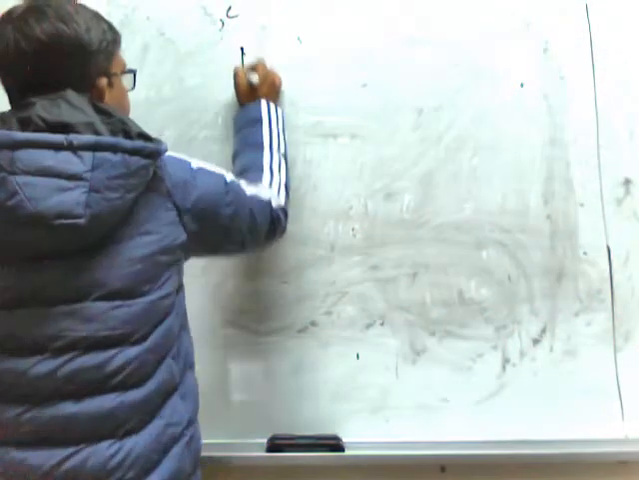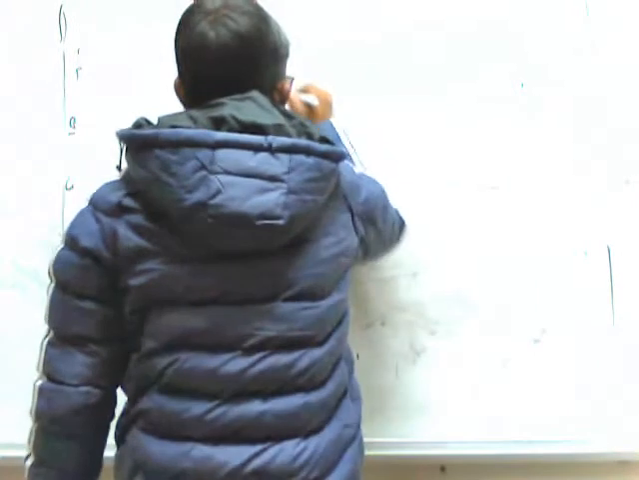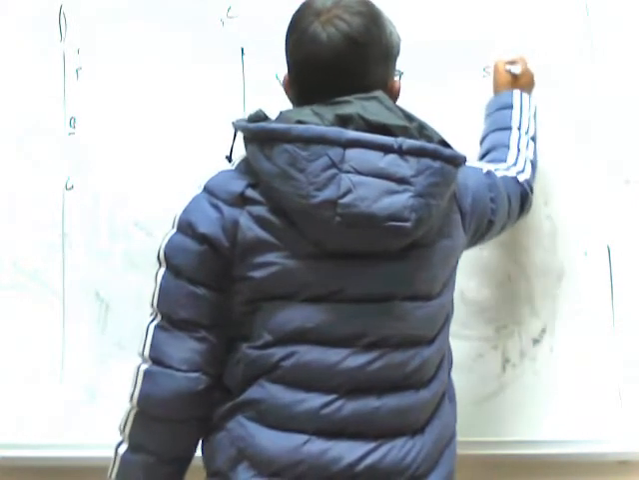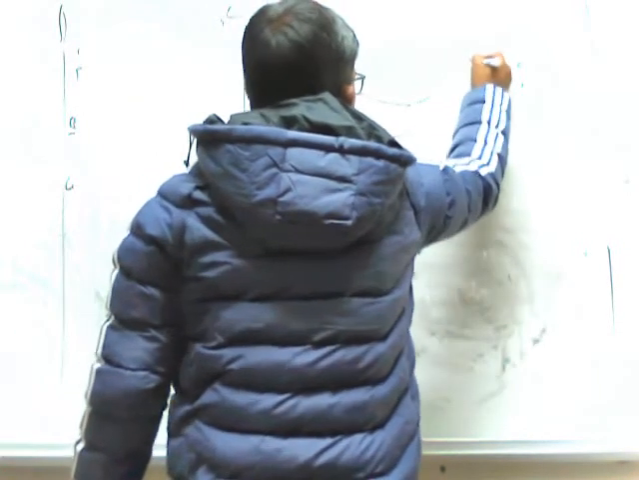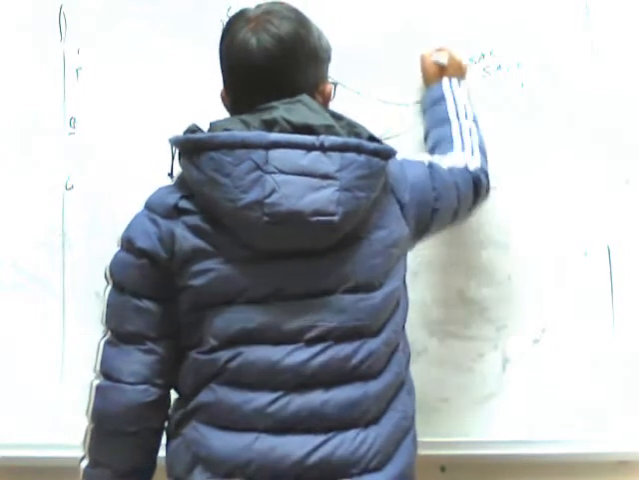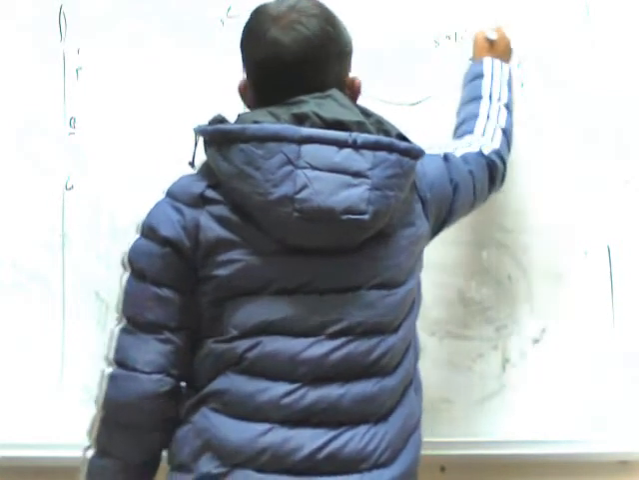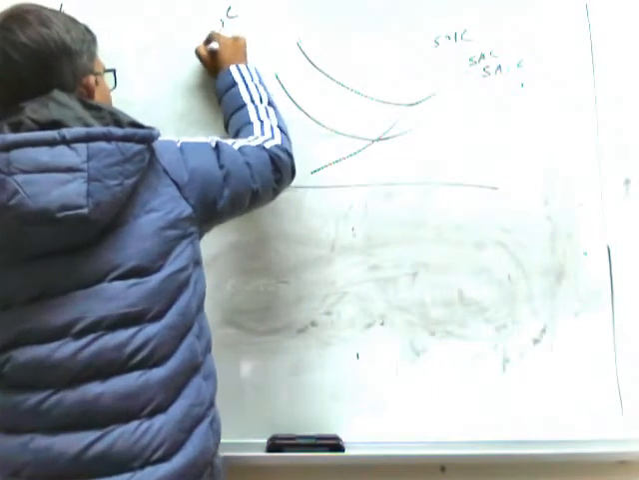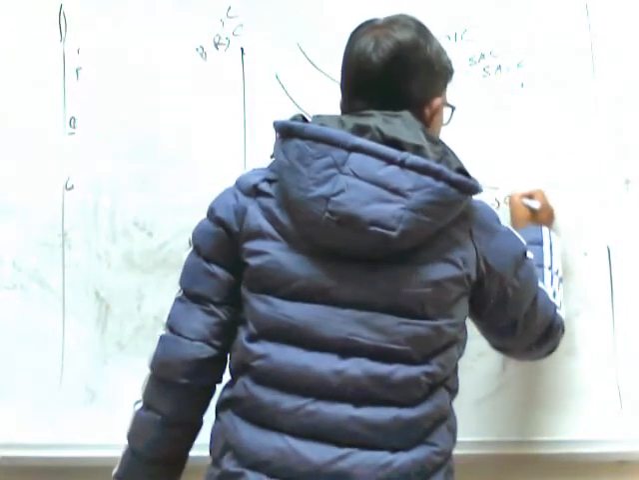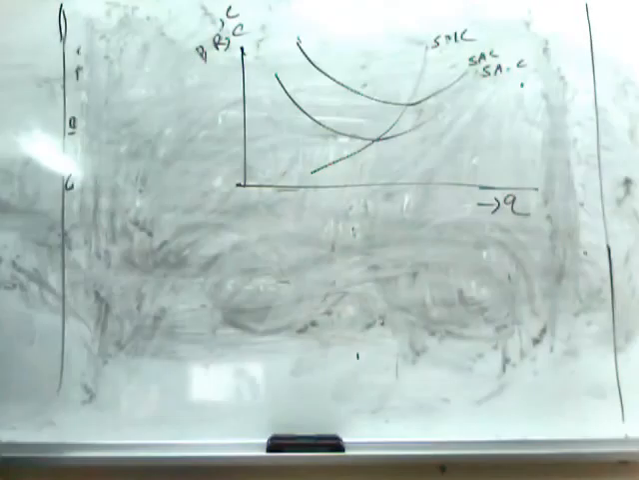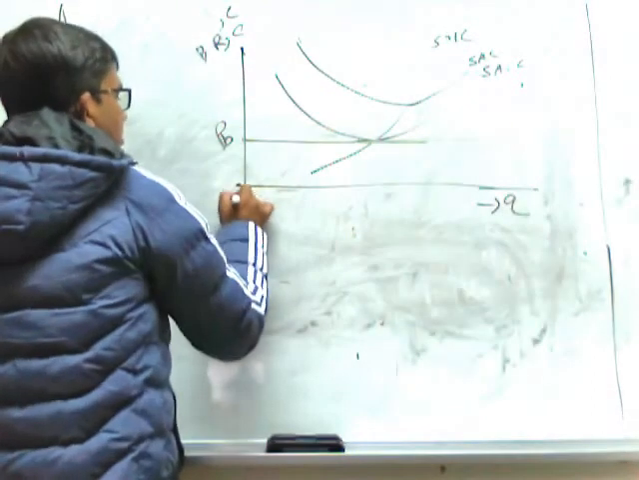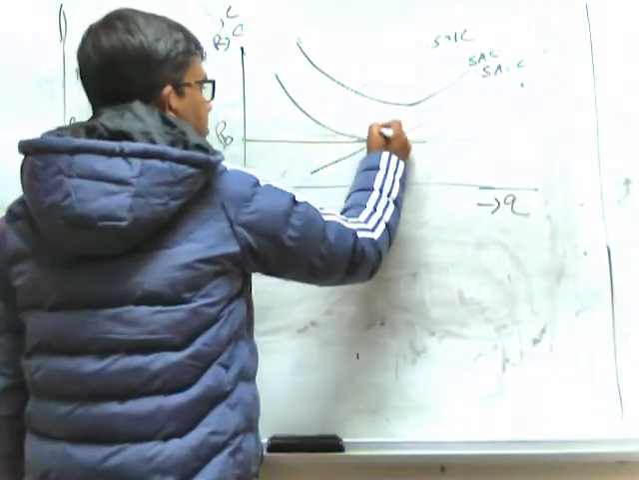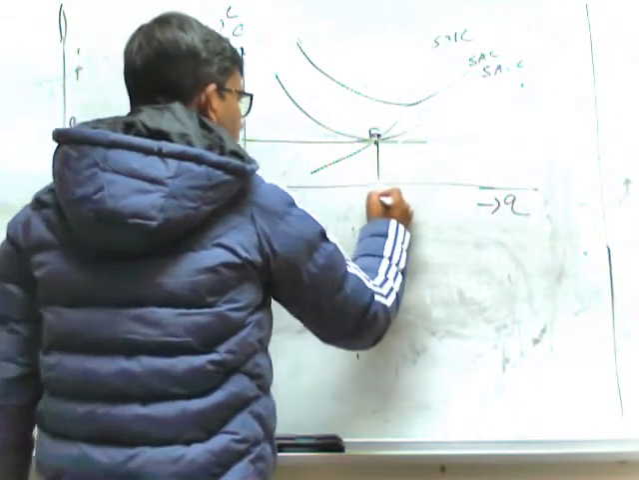Now, the second case. This is the short run average variable cost curve. This is the short run average cost curve. And this is the short run marginal cost curve. On the vertical axis, we measure price, revenue and cost as usual. On the horizontal axis, we are measuring output. So this is the price level OPV, the equilibrium is given as EV, and the output level is OQV.